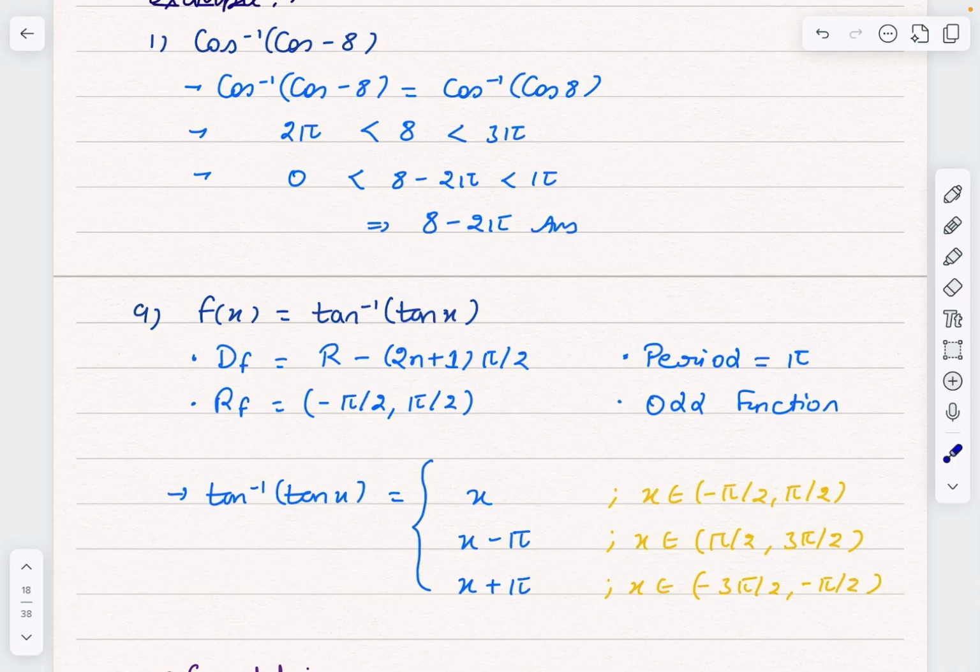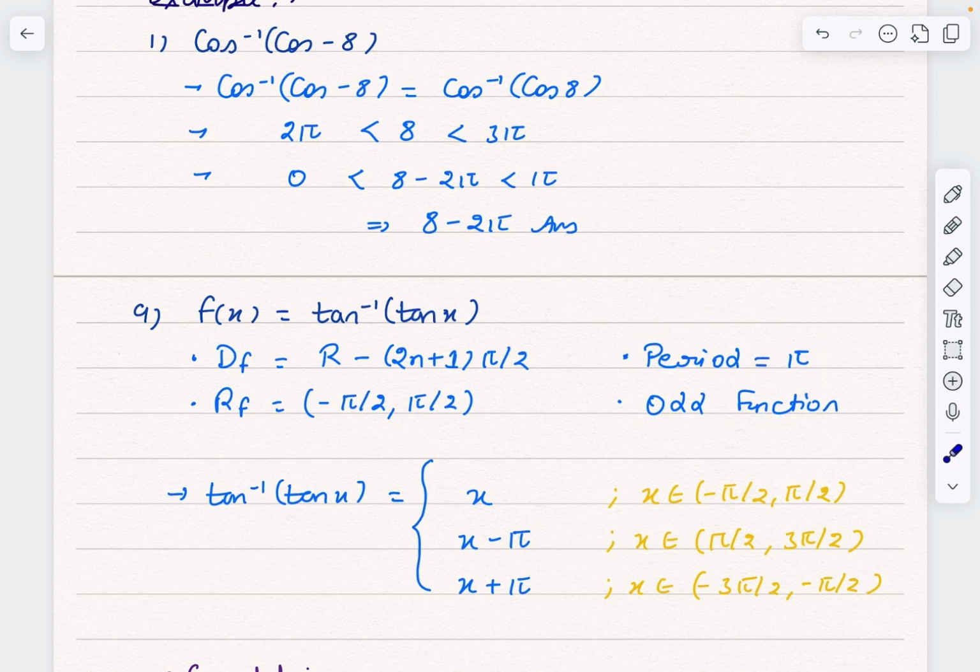Next we have tan inverse of tan x. Here the domain of tan x is all real numbers except odd multiples of pi by 2. Range of tan inverse x is minus pi by 2 to plus pi by 2, both open. Period for this function is pi, and it is again an odd function.